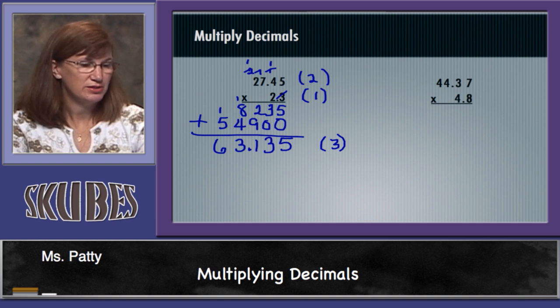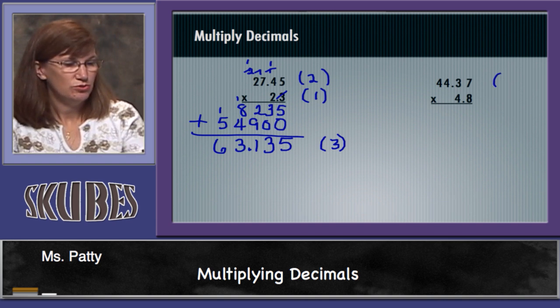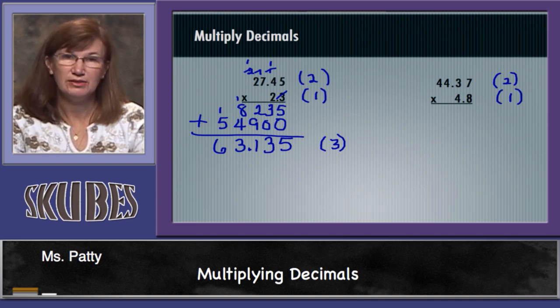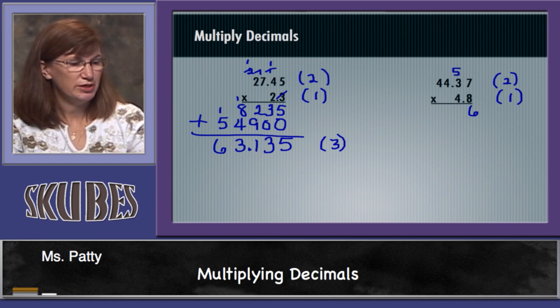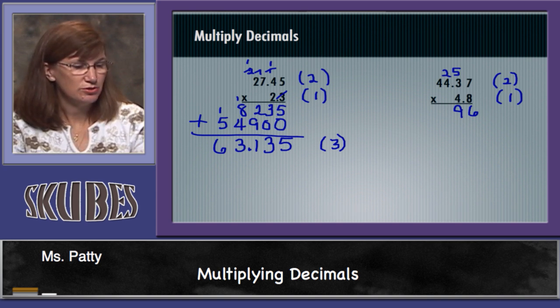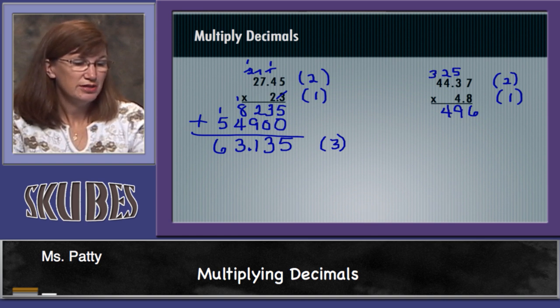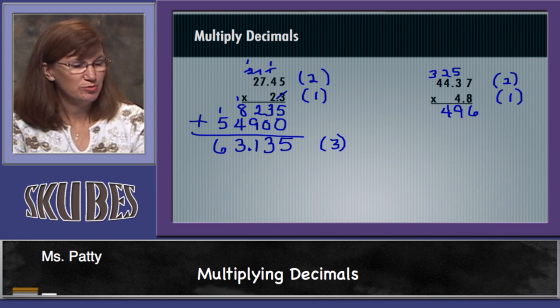One last problem that we'll practice with. We have 2 numbers behind the decimal in our multiplicand. We have 1 number behind the decimal in our multiplier. Let's multiply. 8 times 7 is 56. 8 times 3 is 24, plus 5 is 29. 8 times 4 is 32, plus 2 is 34. 8 times 4 is 32, plus 3 is 35.